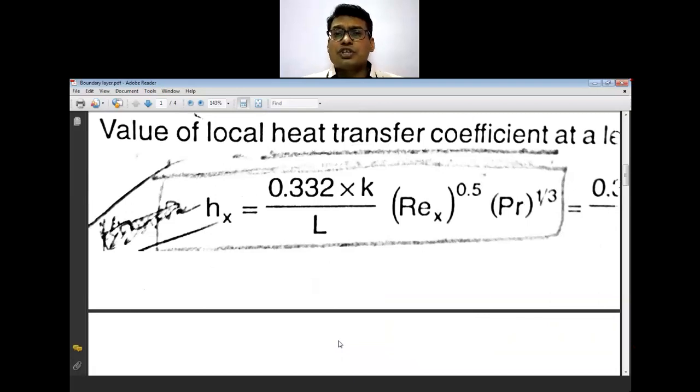Then next is the calculation of the heat transfer coefficients. For that purpose, you have different relations. First, we have already discussed the dimensional analysis, which incorporates the relationship between the Nusselt number, Reynolds number, and the Prandtl number. This is one of the relations for specific conditions, that is the local heat transfer coefficient at laminar condition.